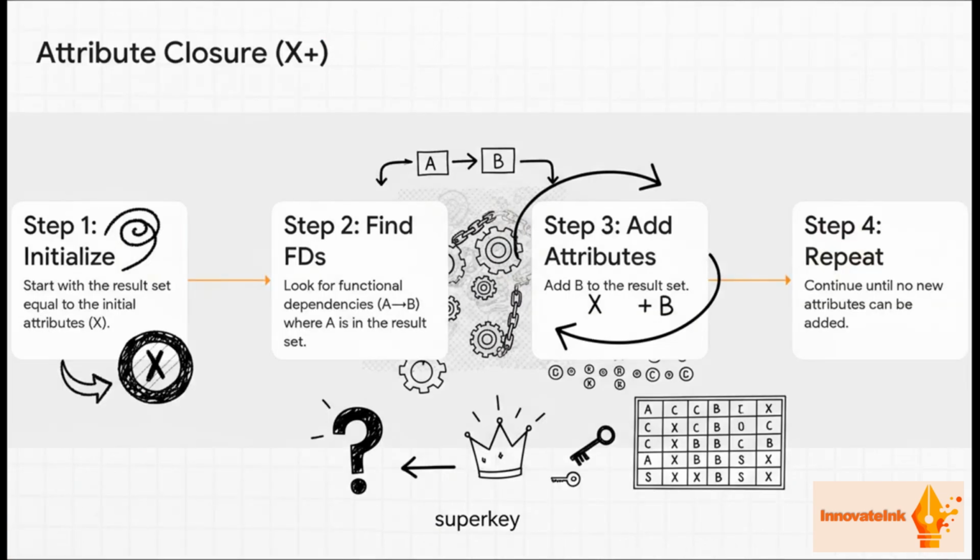Now, a really powerful trick for finding these keys is something called calculating an attribute's closure, which we write as X+. Think of it like being a detective. The closure is everything you can figure out if you only know X. You start with your first clue, X, and then you follow the trail of all your functional dependencies. Does X lead you to A? Cool. Add A to your set of known facts. Does A then lead you to B? Great. Add B. You just keep going until the trail runs cold. If your set of facts ends up containing every single attribute in the table, you've found a super key. And if that was the smallest possible set of clues to get there, you've just found yourself a candidate key.